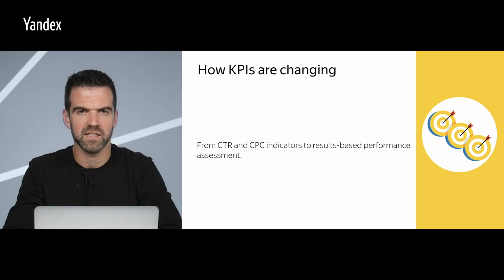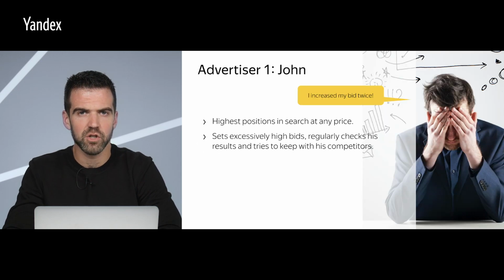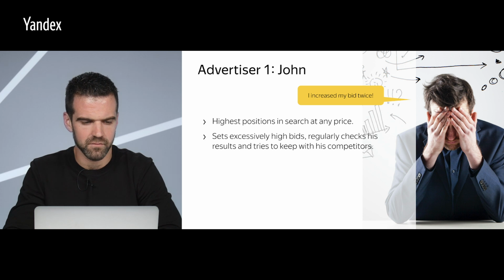We see that many advertisers are moving away from using click-through rate as a KPI and instead evaluating their campaign's results. This is a correct move. Let's take 2 hypothetical advertisers as an example. First, we have John. John wants to serve ads at the highest positions in search results at any price. So John sets excessively high bids, regularly pays attention to his results, and is constantly keeping track of his competition.